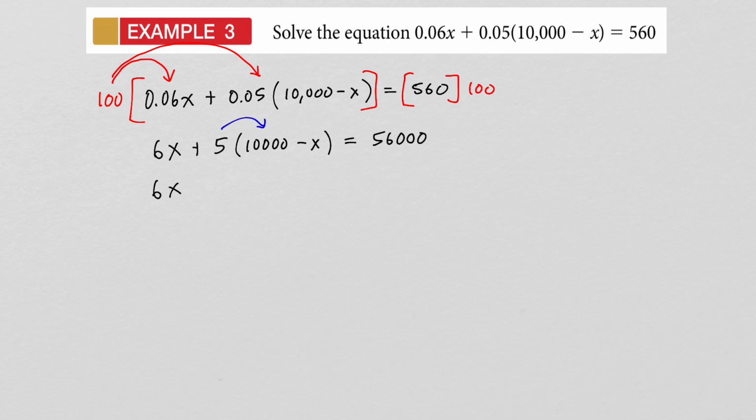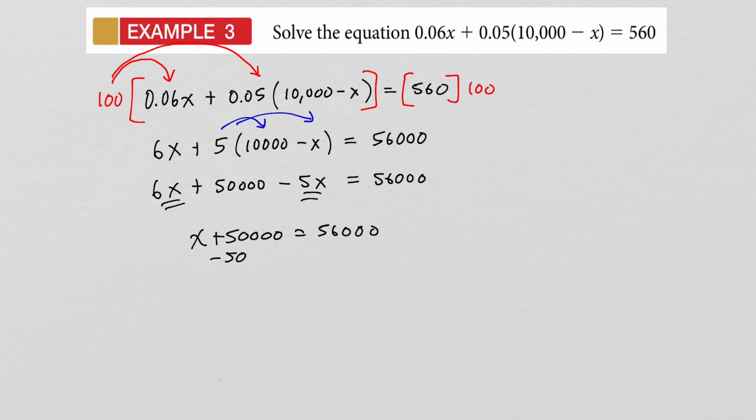5 times 10,000 and then 5 times negative x is going to give us positive 50,000 and then negative 5x equals 56,000. 6x take away 5x, that's just going to be x. And then you can see that to solve for x now, I'm just going to subtract 50,000 from both sides, and that gives us x is equal to 6,000, same answer.